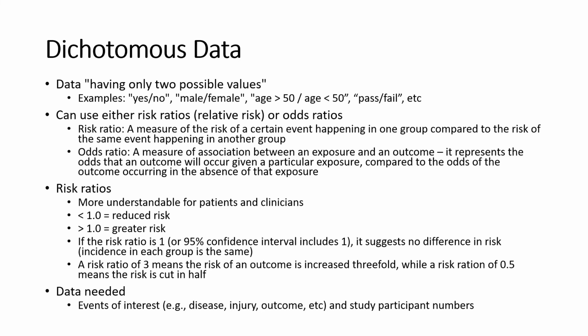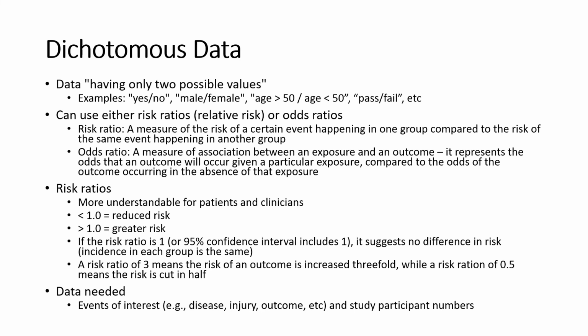And when we evaluate dichotomous data, we can use either risk ratios or odds ratios. A risk ratio really calculates the risk of a certain event happening in one group compared to the risk of that same event happening in another group. And when we look at odds, instead of risk, it looks at a measure of association between exposure and an outcome, and it represents the odds that an outcome will occur given a particular exposure compared to the odds of the outcome occurring in the absence of that exposure.